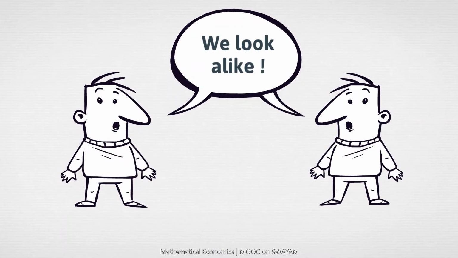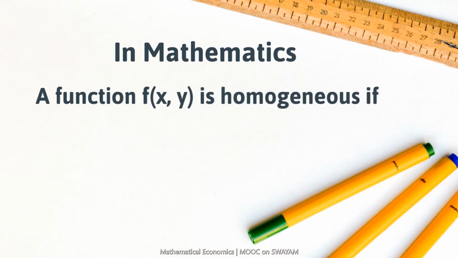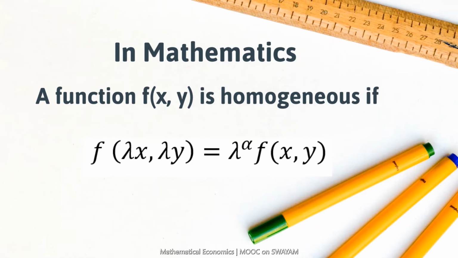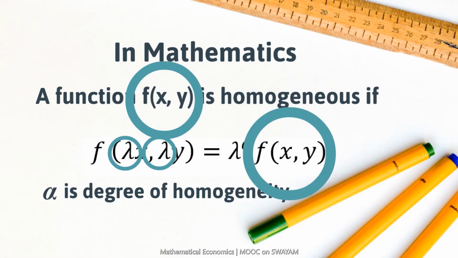Homogeneous means same or alike. In mathematics, a function f of x, y is said to be homogeneous if f of lambda x, lambda y is equal to lambda to the power alpha f of x, y. Alpha is a real number and is known as the degree of homogeneity. In other words, if all the variables are multiplied by the same number, the function will remain valid.